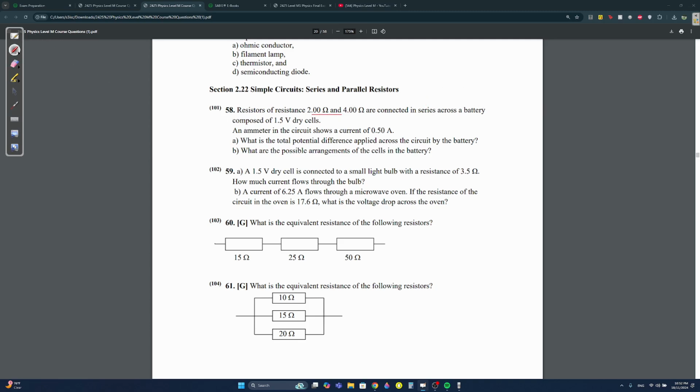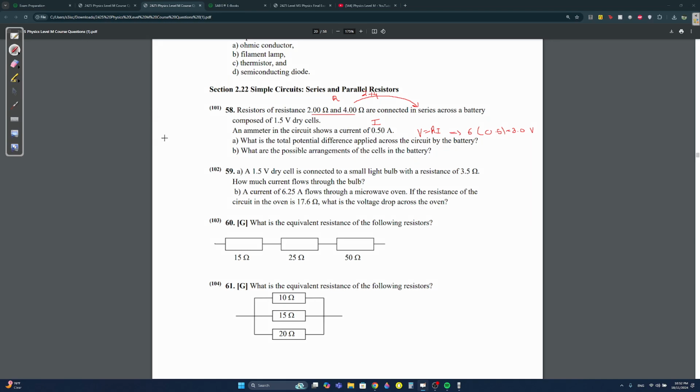We have resistance and we have current, so we can do V equals IR. Resistance in series, you can simply add 2 plus 4, right? So it's going to be 6 times the current, 0.5. So you're going to get 3.0 volts.